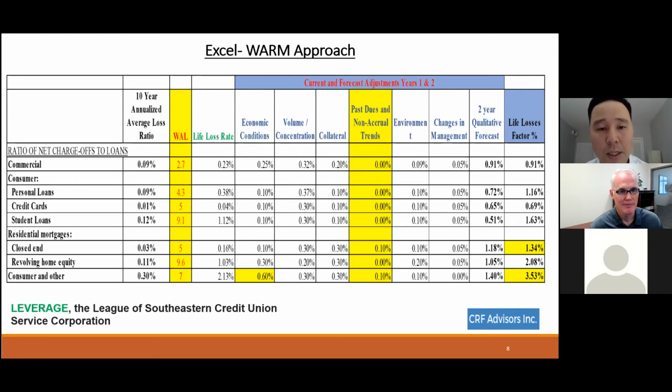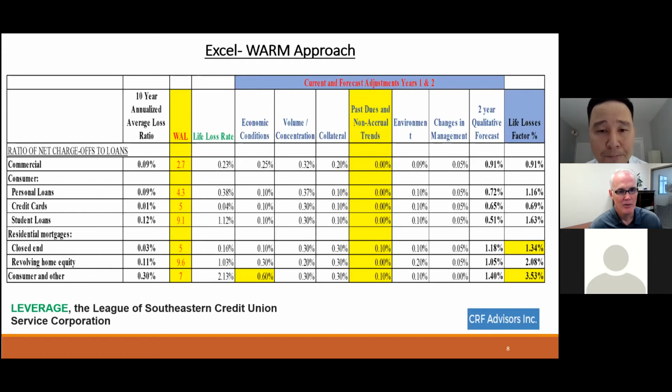And hopefully, looking at this looks somewhat familiar as far as overall template and what everyone's using today. So really, it would be just an expansion of what everyone is using from an annualized loss ratio here. Okay. And then adding the qualitative factor. And the main difference being applying this weighted average life, because again, you're applying that loss rate over the life of your portfolio rather than just an annualized rate, which is the current incurred methodology that everyone's using today.